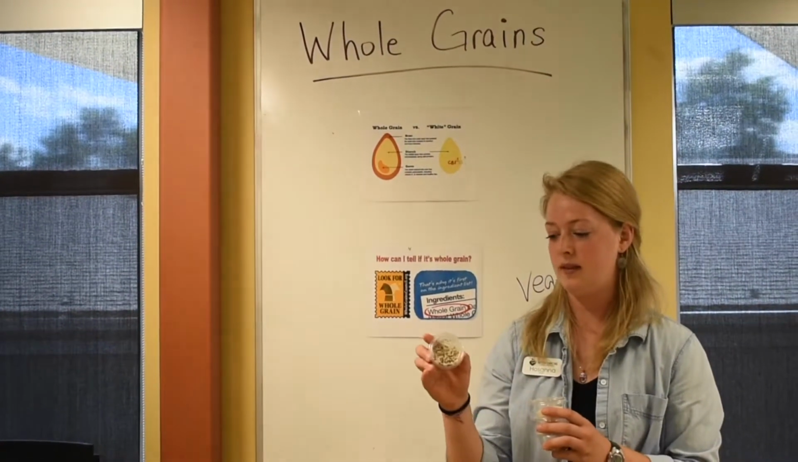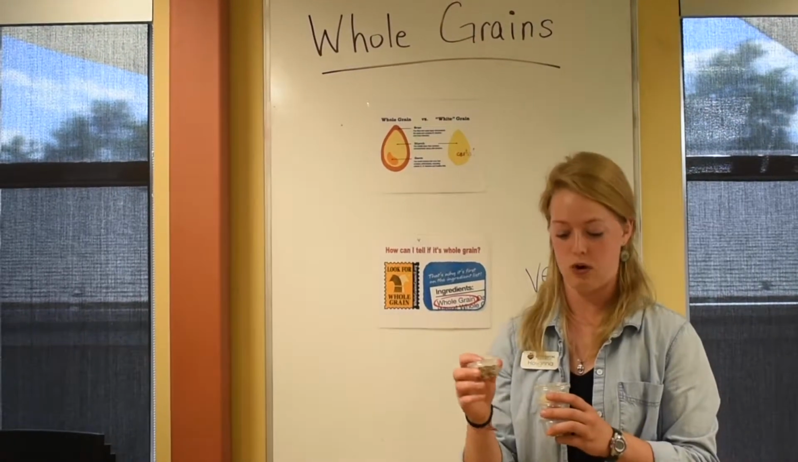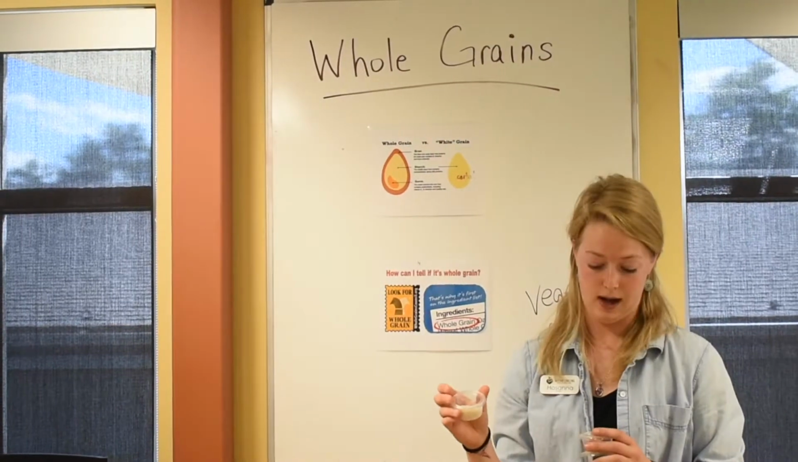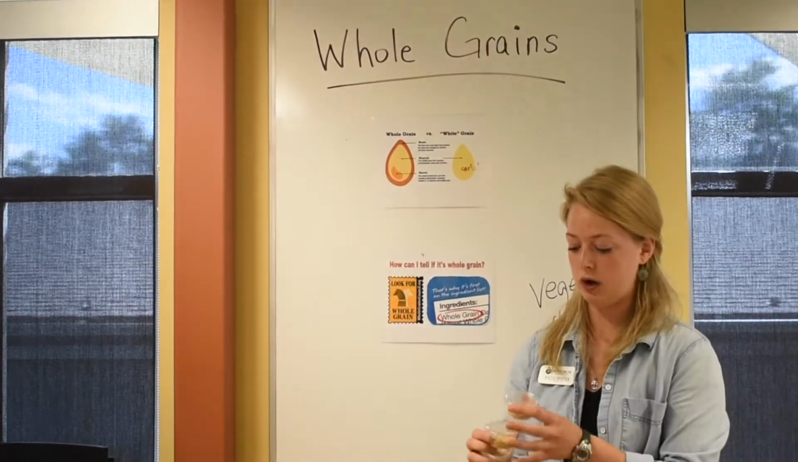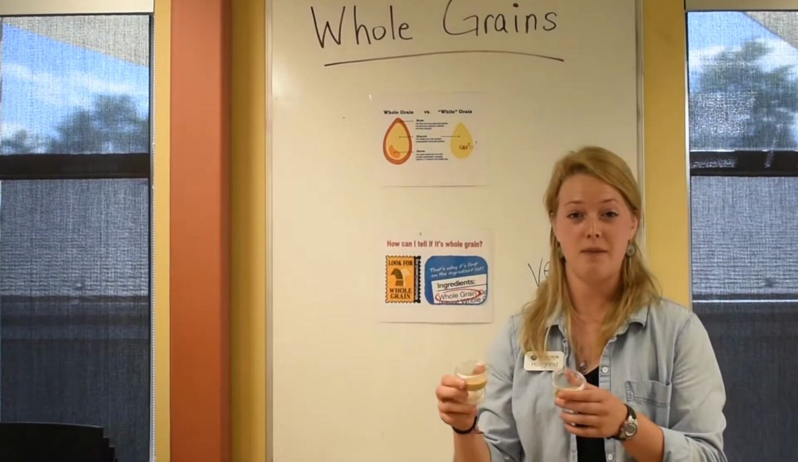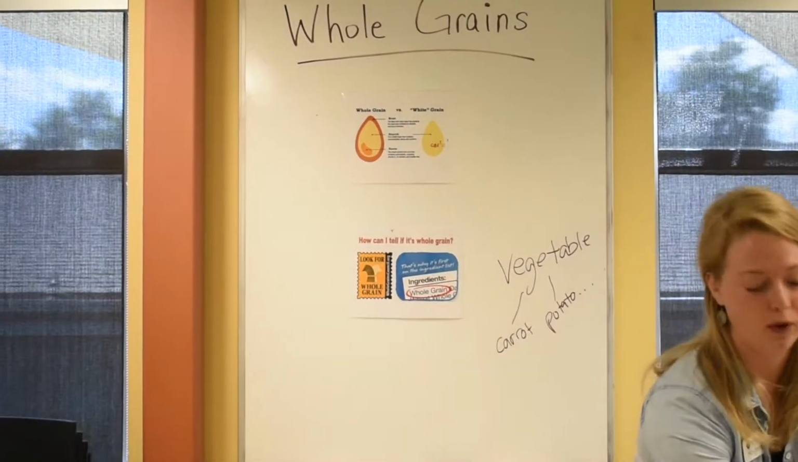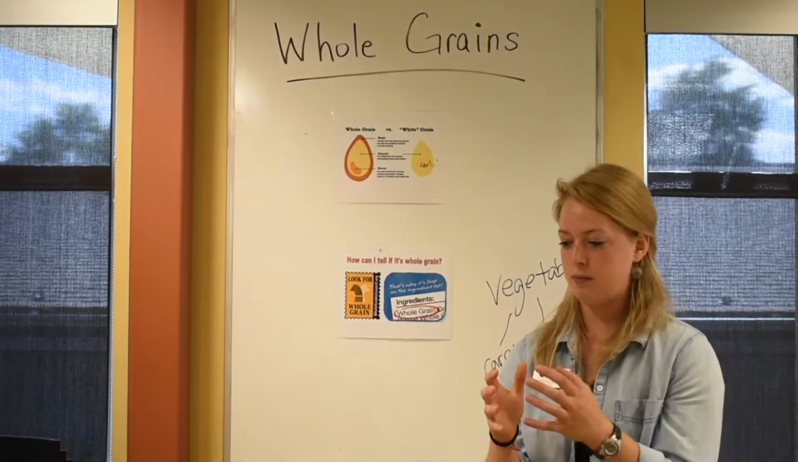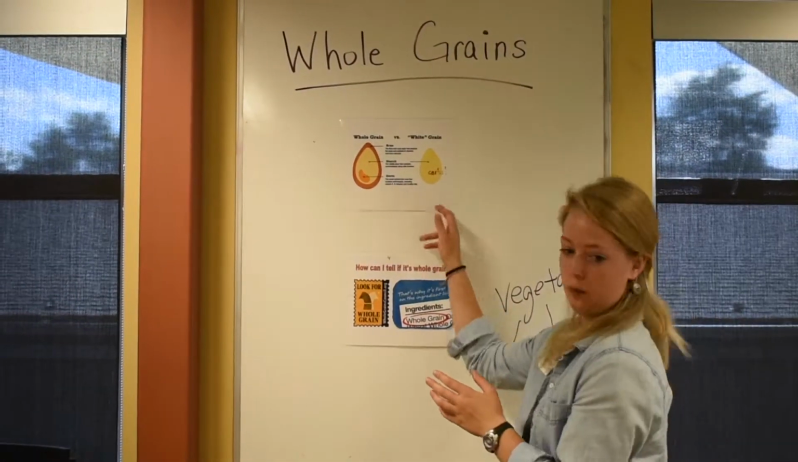For example, this is multicolored quinoa. It is a whole grain. Whereas this is white rice. It is a white grain. This is different from short grain brown rice and amaranth. That's just a way to get people introduced to different kinds of whole grains and also kind of bring into perspective the difference between whole and white.